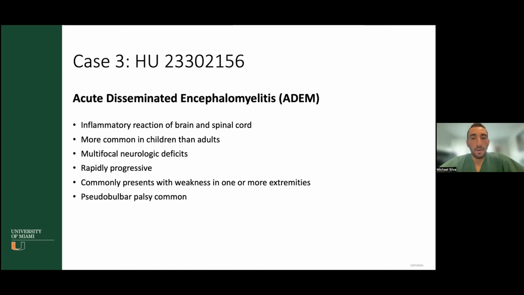Great, thanks, Dr. Harris. So the diagnosis in this case was acute disseminated encephalomyelitis. This is basically an inflammatory reaction of the brain and spinal cord. And given this patient's recent COVID recovery, that helps arrive at this diagnosis. It's more common in children, but can occur in adults, and typically has multifocal neurologic deficits that are rapidly progressive. Interestingly, it typically presents with weakness in one or sometimes more extremities, just like this patient had right upper extremity weakness. It also typically presents with pseudobulbar palsy.